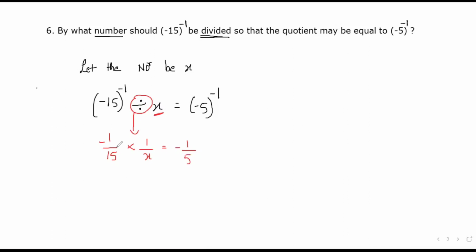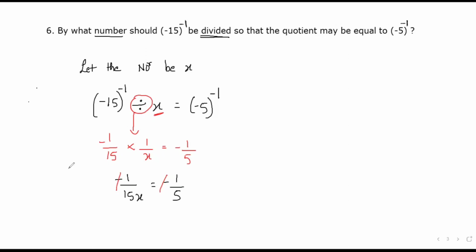Okay, so no need to take out any LCM. So just multiply the values. That is very simple. Minus 1 into 1 gives the value minus 1, divided by 15 into x, which gives 15x, is equal to minus 1 by 5. So let us just cancel these negative signs which are present on both sides, the left hand side as well as the right hand side.